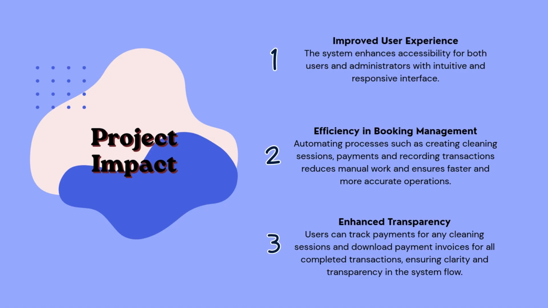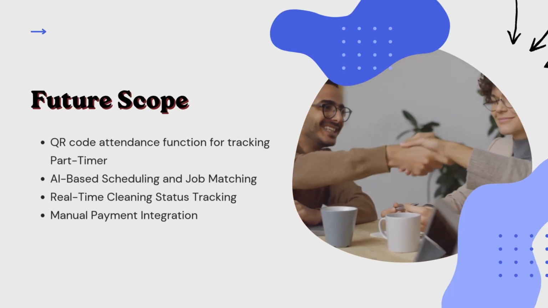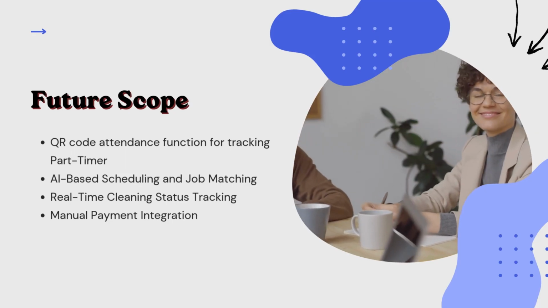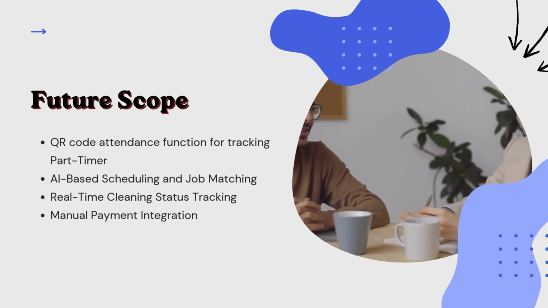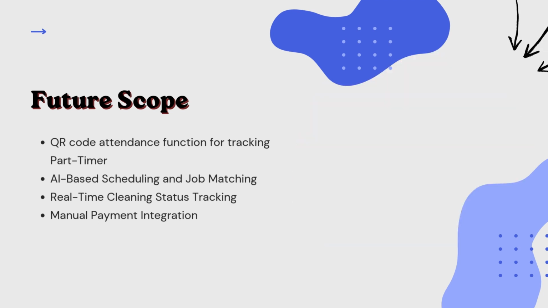logs, and generating invoices. Our project feature scope is the function of QR code attendance for tracking part-timers, next AI-based scheduling and job matching, next real-time cleaning status tracking, and last one, manual payment integration.